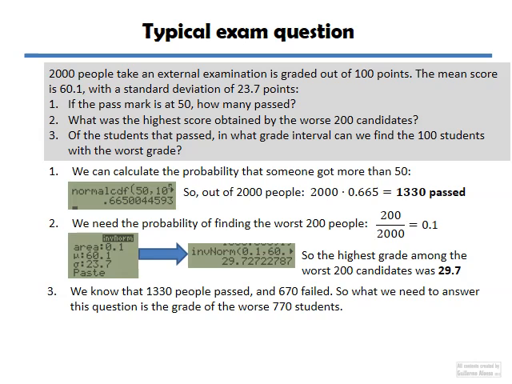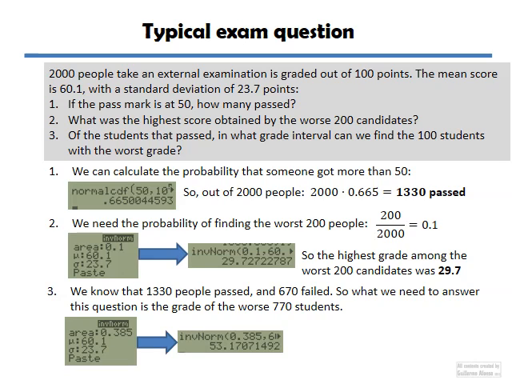Well, we know that 1,330 people passed and 670 failed. So what's going to happen? The worst 100 students of the ones who passed, if I add them to the ones who failed, I have 770 students. So quite simply, 770 over 2,000 is going to give me 0.385. And so I just calculate my invNorm again, and I get 53.17071492. And that's going to be the grade between which they are. So the students who passed with the worst 100 grades got a grade between 50 and 53.2.